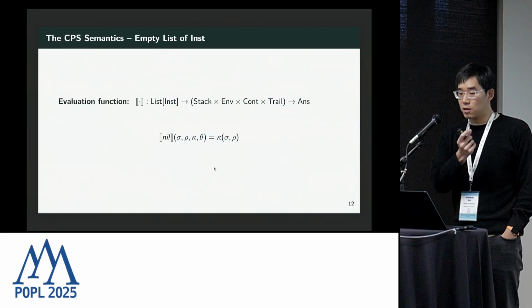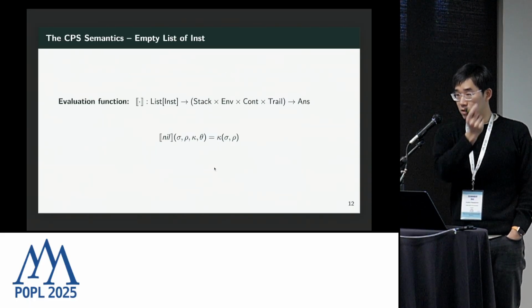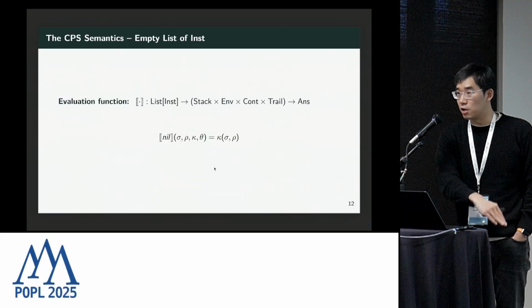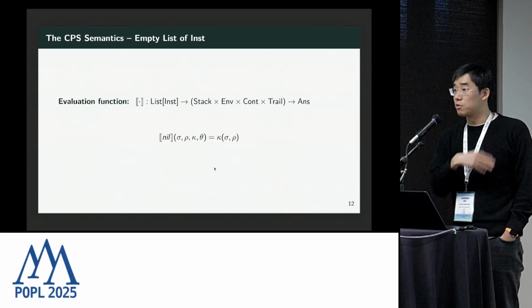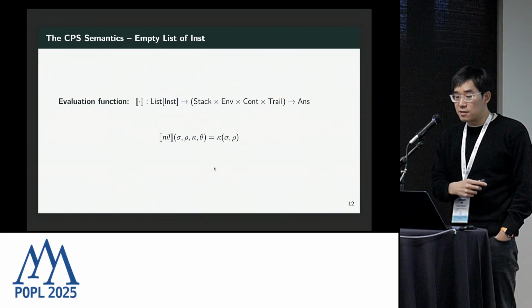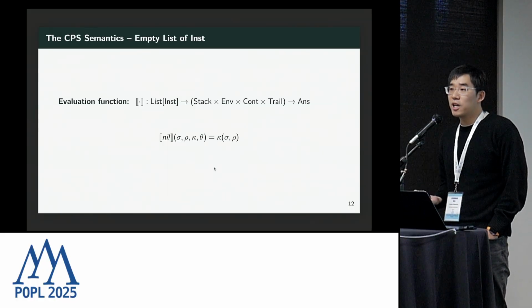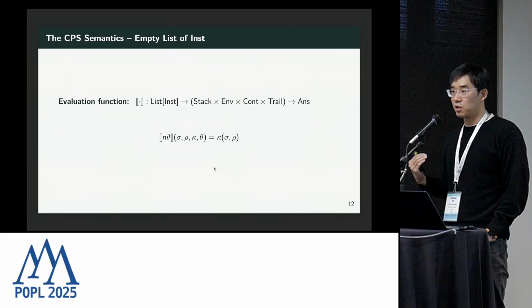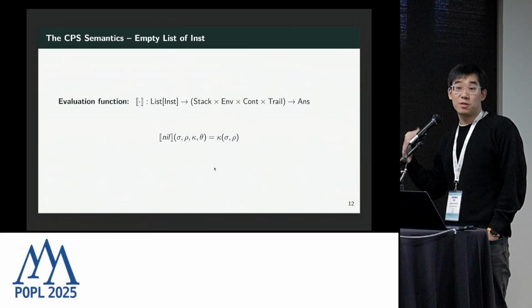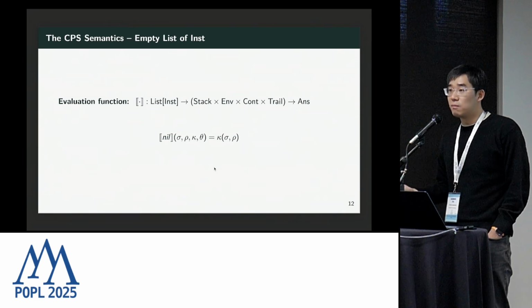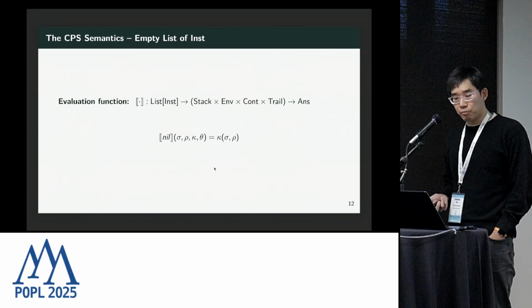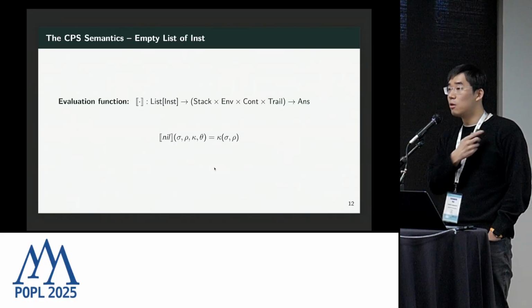And because our semantic function takes a list of instructions, we just go through all possible choices here. The first one is that the list of instructions is really just an empty list. In this case, we have finished the current computation, and the natural choice is to call the continuation, which is the kappa here. Later we will see where this comes from, but this is a simple case when the list is empty.